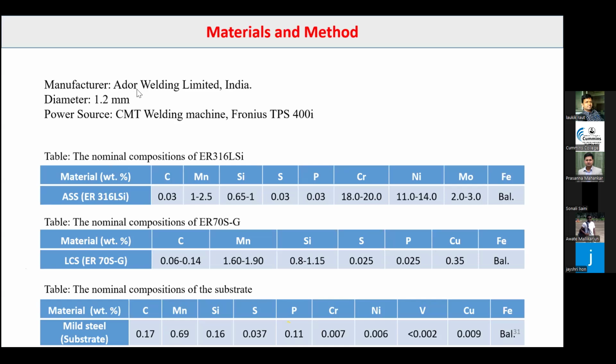I have ordered the material from Ador Welding Limited. The diameter of both filler wires was 1.2 mm. For deposition, I have used a CMT welding machine. It was a product of Fronius. The model number is TPS 400i.